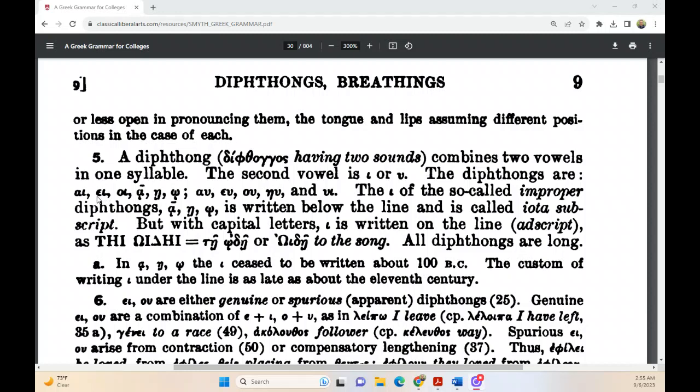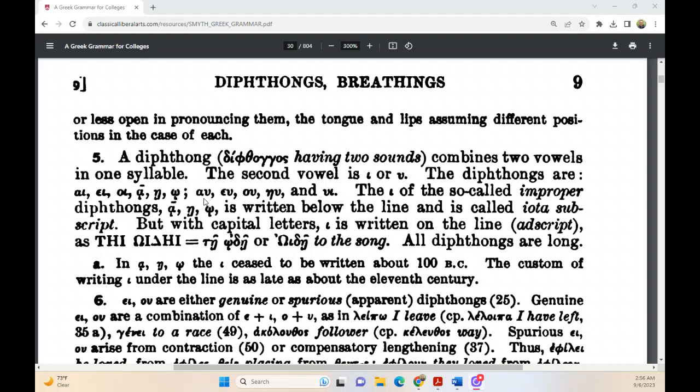And you'll see the same thing if you pay attention to what's going on in your mouth as you pronounce those two sounds. Third, we have omicron iota, which makes oi, pronounced as one syllable. We then have alpha with the iota subscript, eta with iota subscript, and omega with iota subscript.